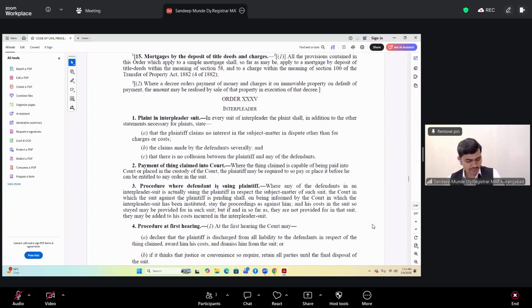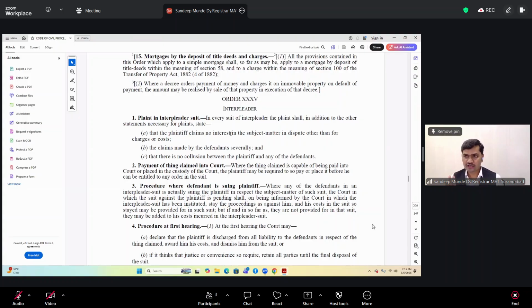The important theme under Order 35, Section 88. Section 88 and Order 35 deal with the interpleader suit. While discussing the institution of the suit, I told you the plaintiff is required to seek relief against the defendant, and only in that contingency is the suit maintainable. But Order 35 is something different. Section 88 deals with where an interpleader suit may be instituted.